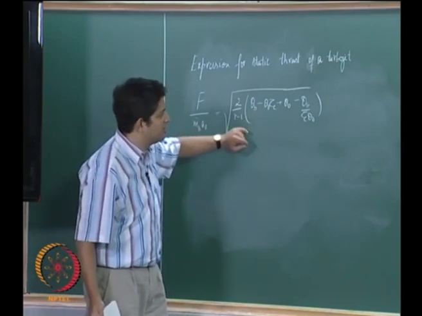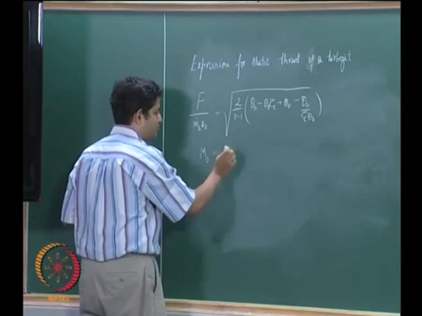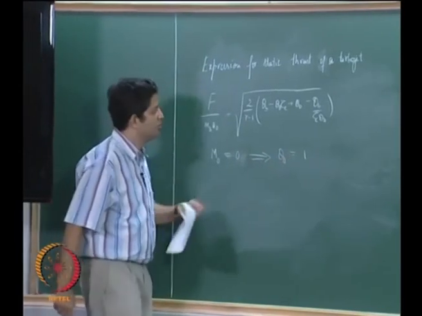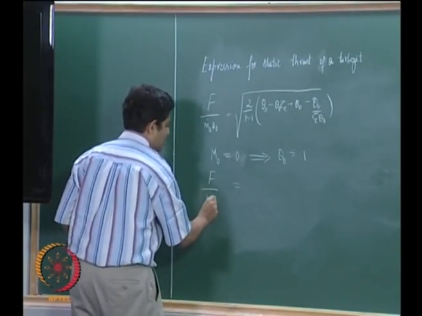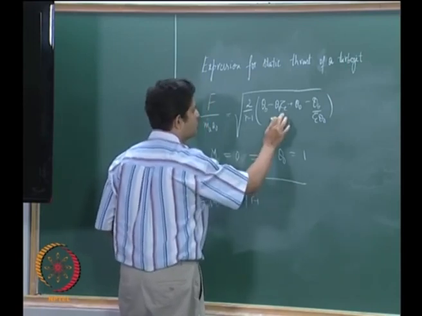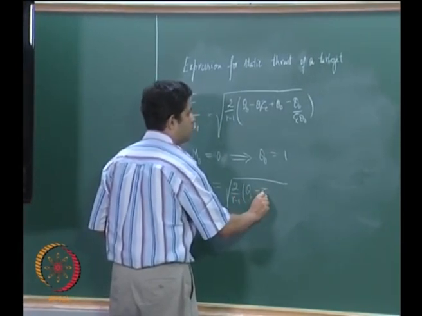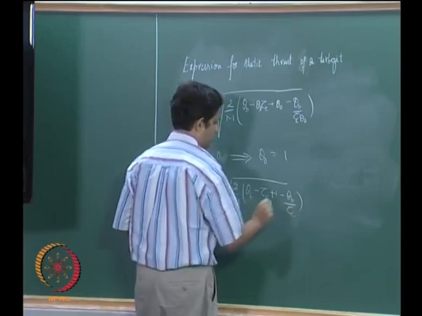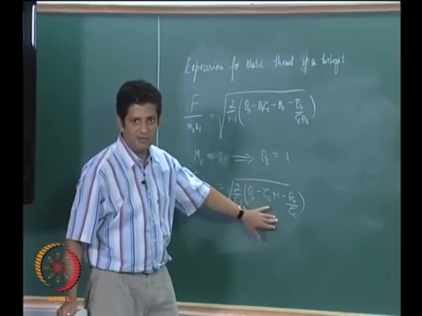Okay, even when m naught is equal to 0, what happens when m naught is equal to 0? What happens to theta naught? When m naught is equal to 0, it means that theta naught should be 1. So you substitute it here. Again, you can rewrite this expression. Theta naught... so this cannot go to 0 and therefore we have a positive static thrust.